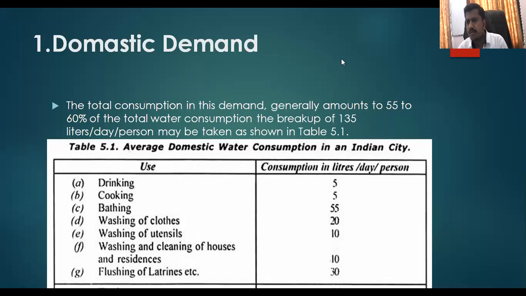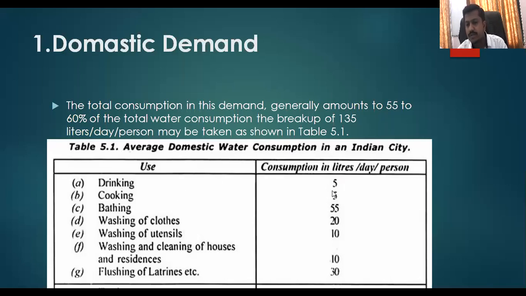How much water is used by a single human being in 24 hours, if you calculate it? That figure is around 135 liters approximately. Okay, 135 liters of water we are going to consume. So that is the average domestic water consumption in Indian cities, calculated per person.